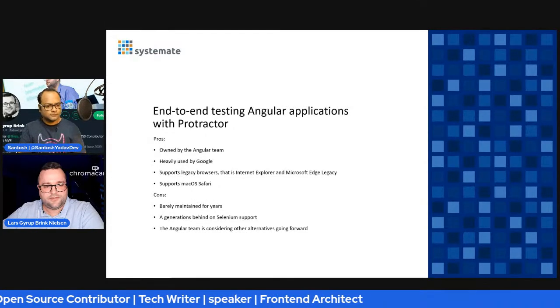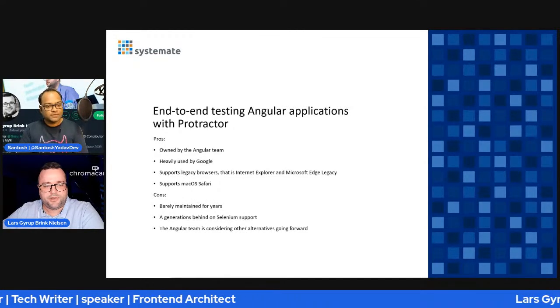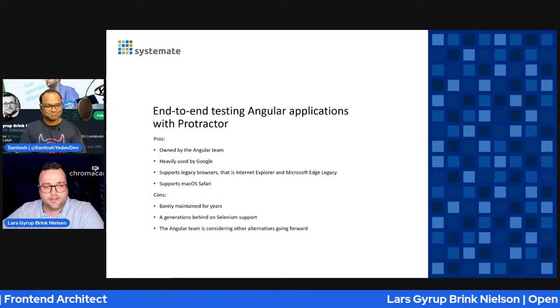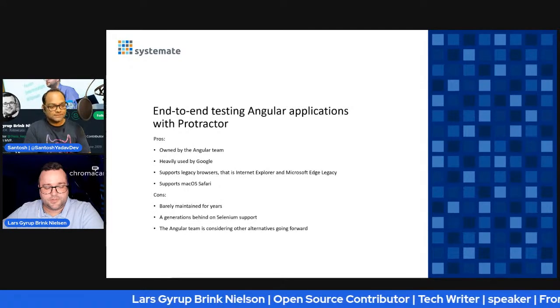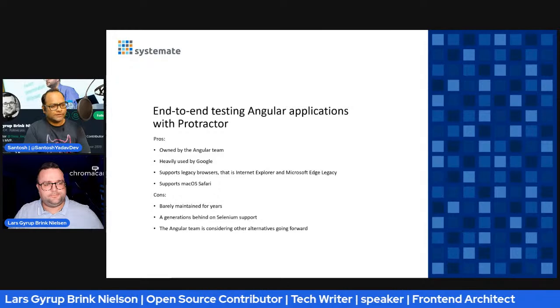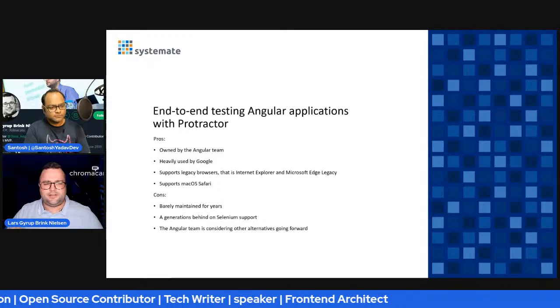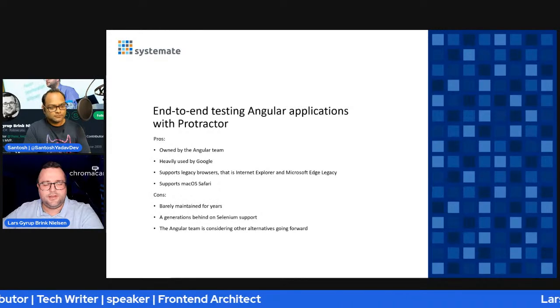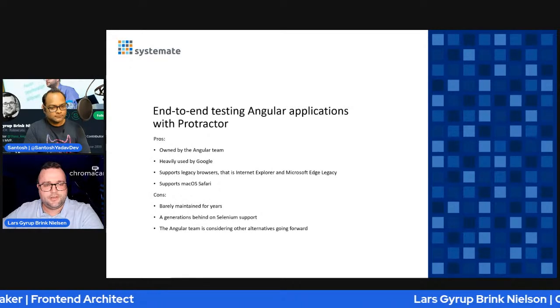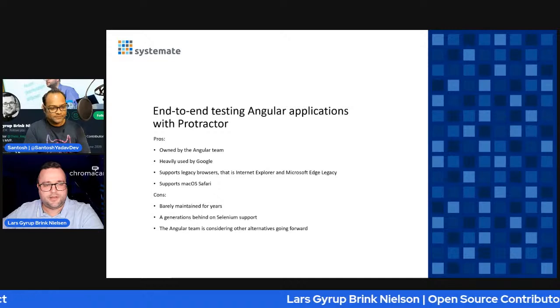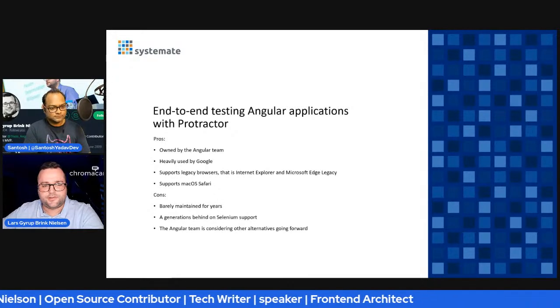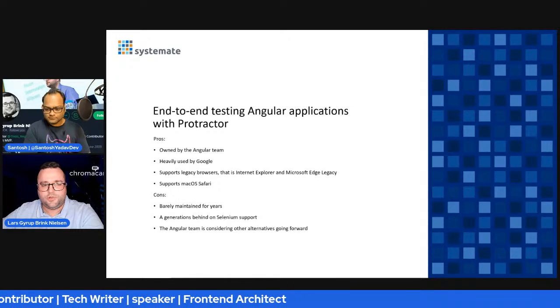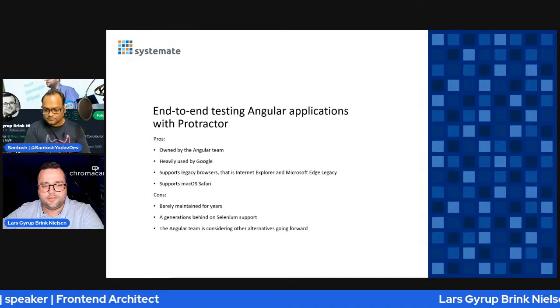There's some big downsides of Protractor as well. It has barely been maintained for years. The Angular team took it over, was it last year or the year before that? 2019, I think. Yeah, 2019, and it's barely been touched since. And even before that, it was left in a horrible state for years. It's at least one generation behind on Selenium support. And even the Angular team is considering other alternatives going forward. So the future is still uncertain, and it's certainly not a well maintained or up to date product. So those are the downsides.